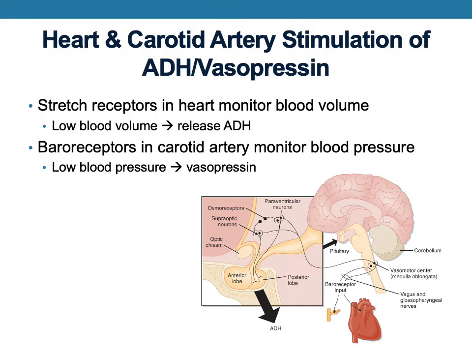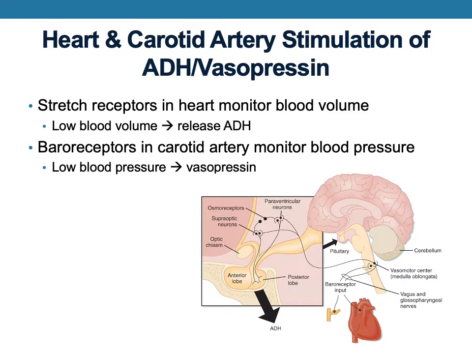Heart and carotid artery stimulation of ADH/vasopressin. Stretch receptors in the heart monitor blood volume. If blood volume drops, the heart will signal the hypothalamus to have the posterior pituitary release antidiuretic hormone.